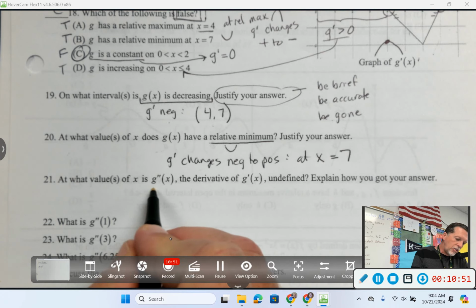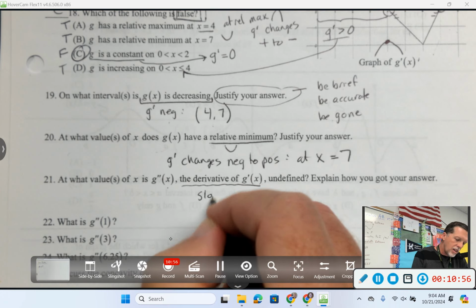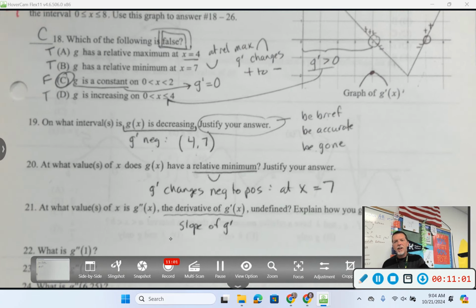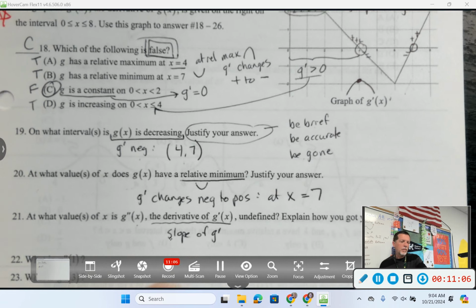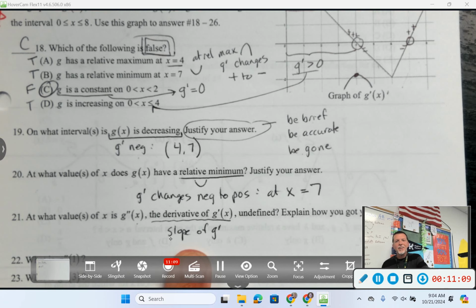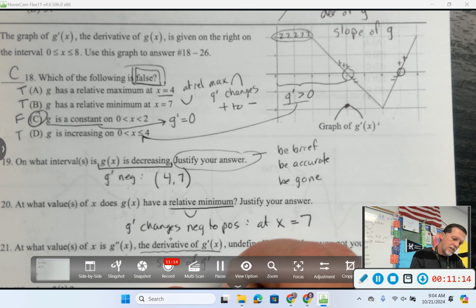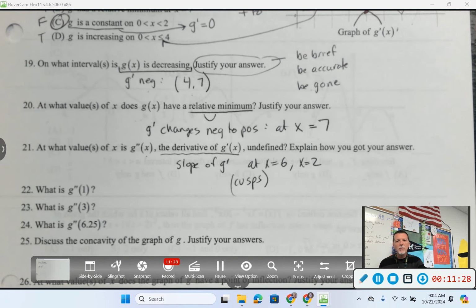At what value is G double prime, oh, they even give you a little hint here, the derivative of G prime, the slope of G prime, undefined. Explain how you got your answer. Okay, so that's pretty much my explanation right there. Where is the slope of G prime undefined? 6, yes, I like that. Where else? And 2. Those are cusps. The slope of G prime is undefined at those cusps.